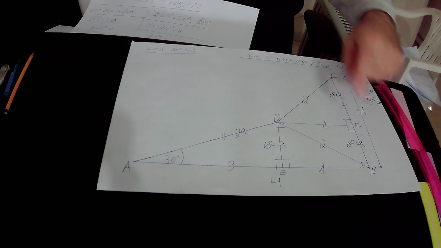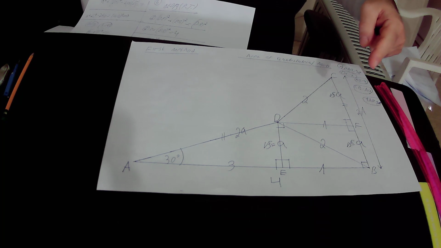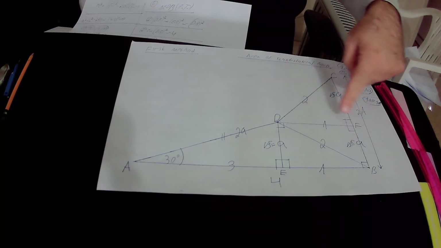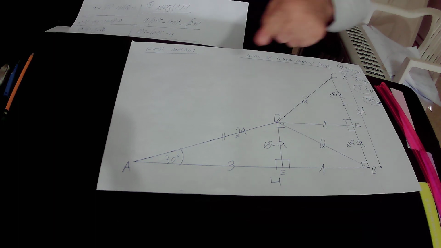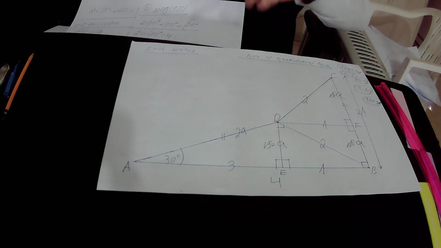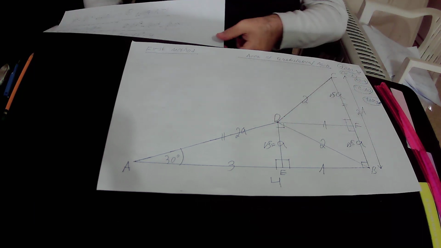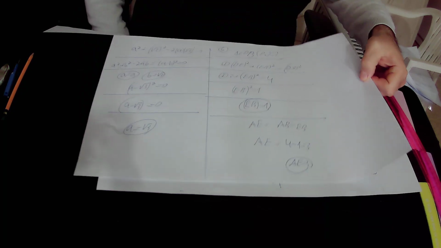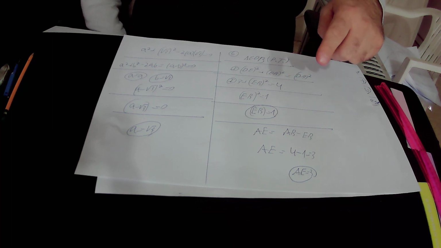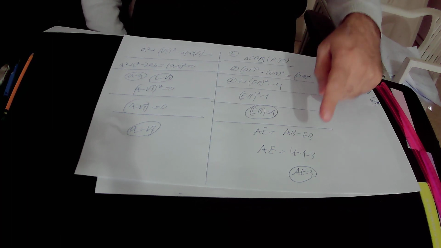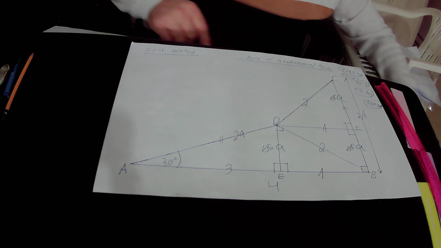Here EB equals 1, but because the opposite sides of a rectangle are equal to each other, if EB equals 1, then DF must also equal 1. What is the value of AE? From the drawing you can easily see that AE equals AB minus EB. Again, AE equals AB minus EB. AB is 4, EB is 1, so AE equals 4 minus 1, that is to say AE equals 3 units.